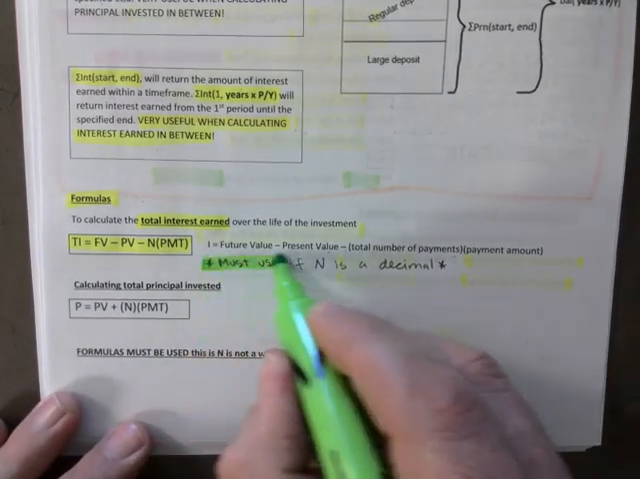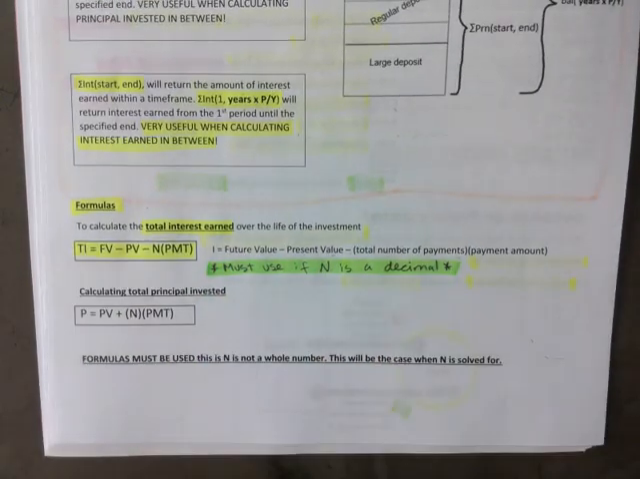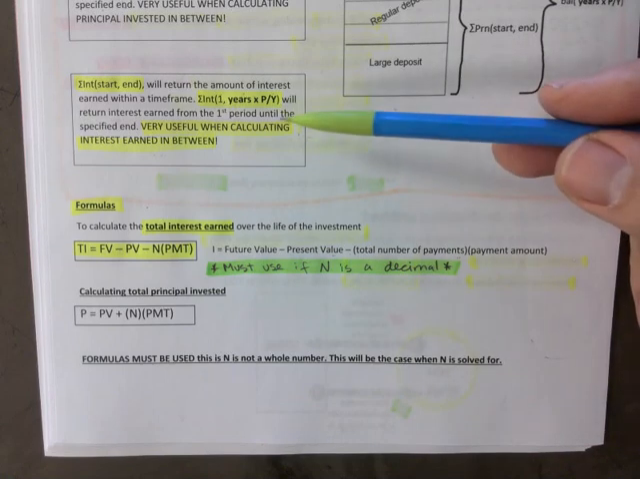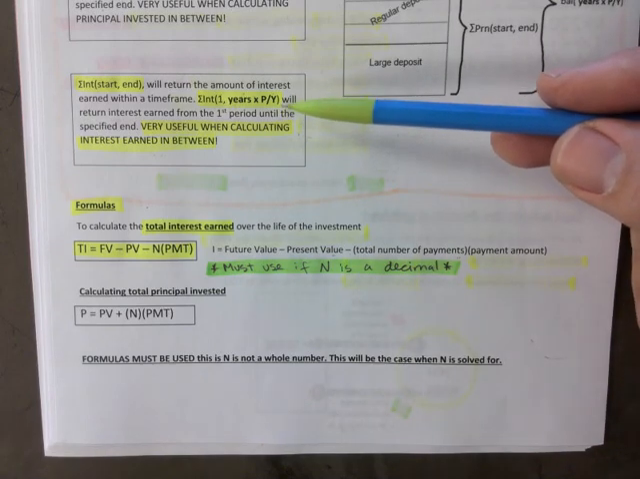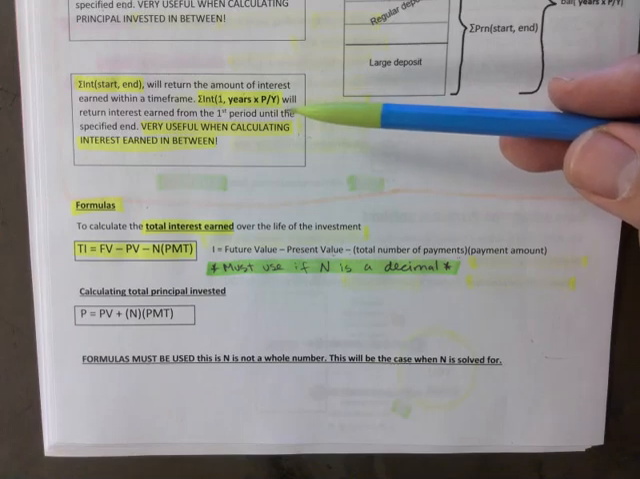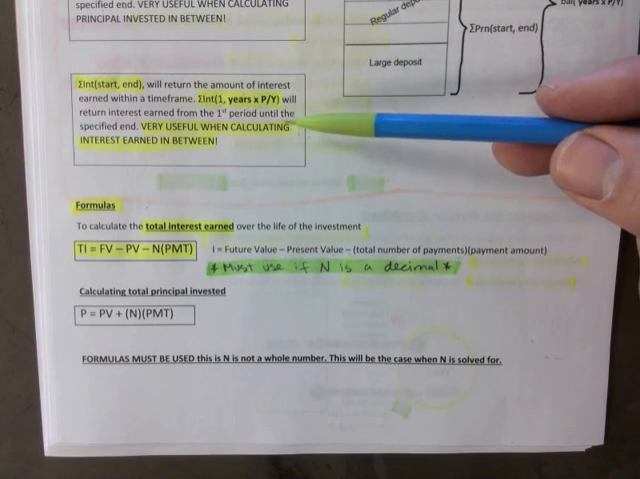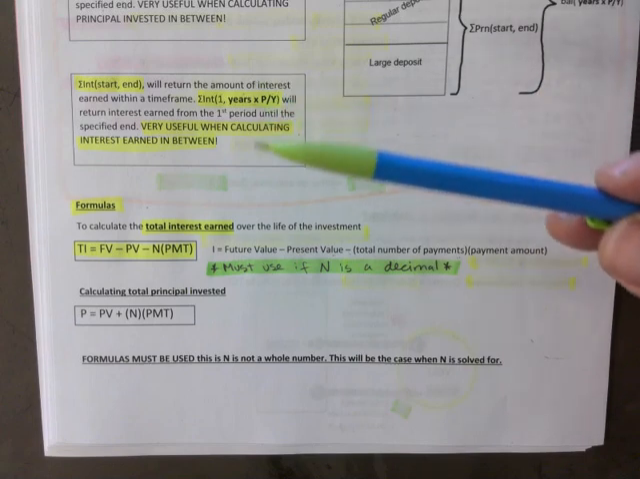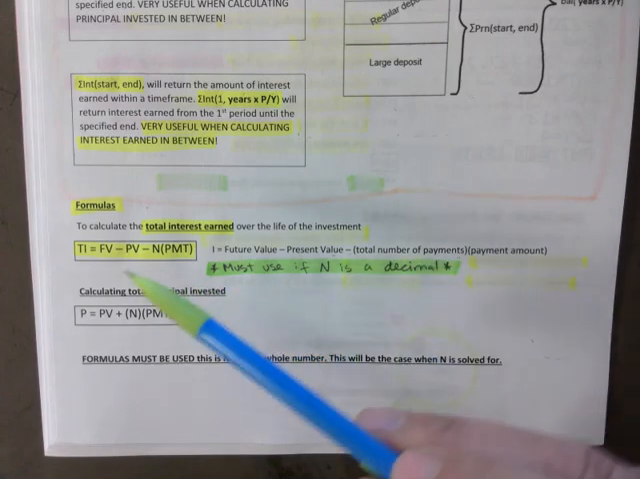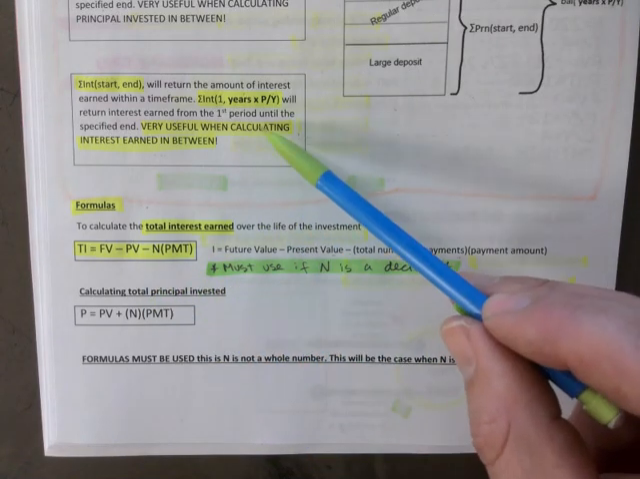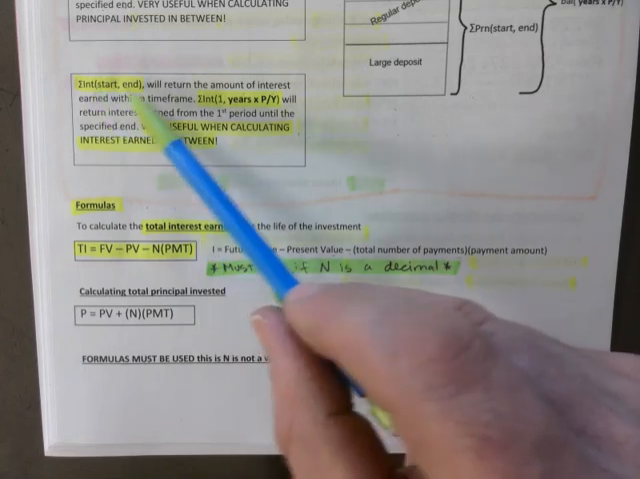So can you use this one all the time? Yes. Can you use sum of interest? Sum of interest is the only option if you're trying to find partial interest, like earned along the way. But for total interest, if n is a decimal, you must use the formula. You cannot use this one, because it doesn't accept any decimals in it.